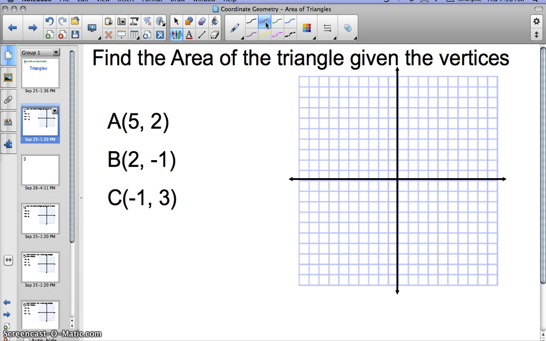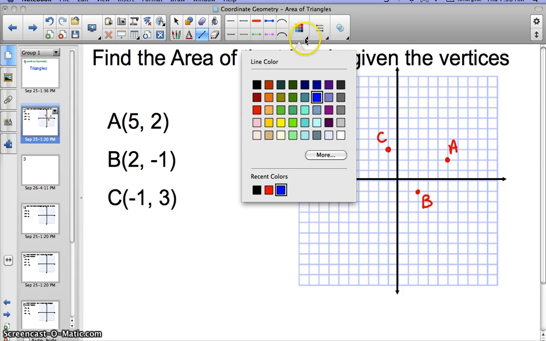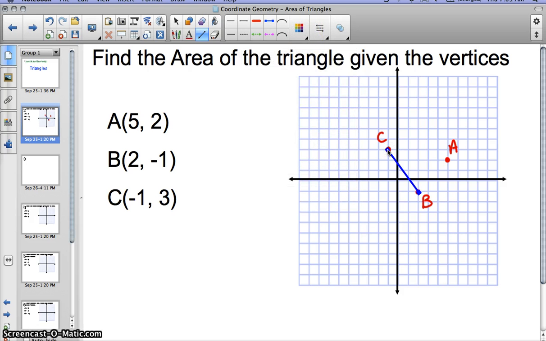So let's see, we've got 5, 2. Label that one as A. 2, negative 1. There's our B. And negative 1, 3. Here's our C. I'm just going to use the line tool to go ahead and connect those dots. Alright, so we got our triangle.